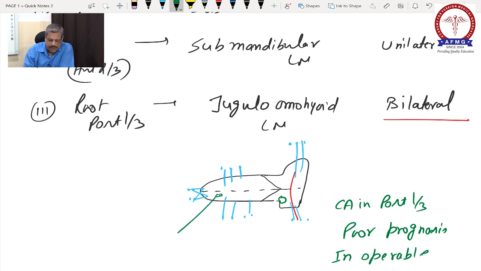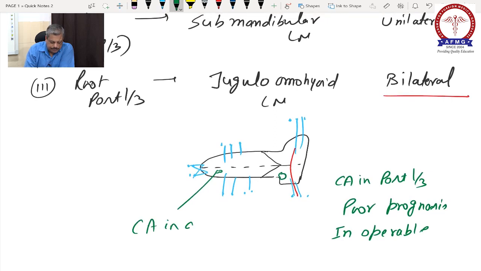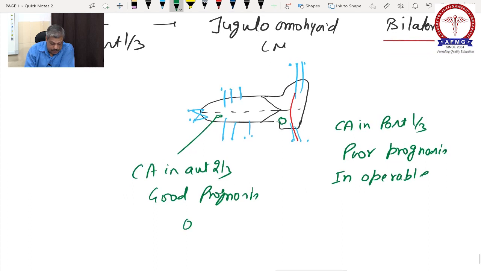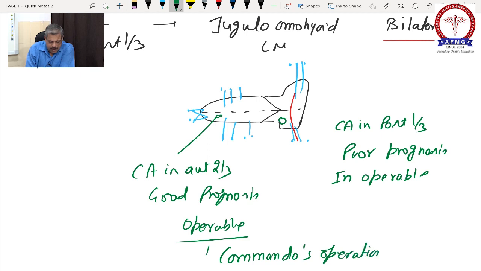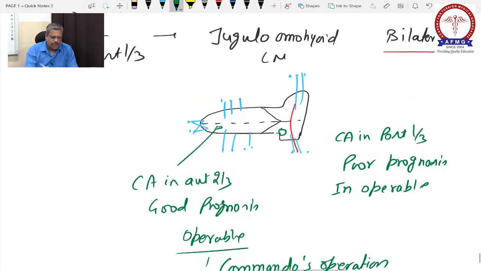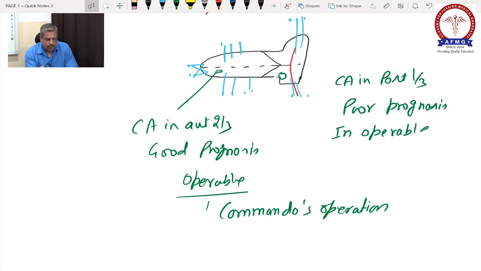While carcinoma in the anterior 2/3 of the tongue has good prognosis. It is operable. And the name of the operation, an additional question, is known as Commando's operation. Clear? So this is for the anterior 2/3 of the tongue. This question is important: what is the lymphatic drainage of the posterior 1/3 of the tongue? The answer is jugulo-omohyoid lymph nodes. Very important because carcinoma of the tongue is very common in India because of tobacco chewing.